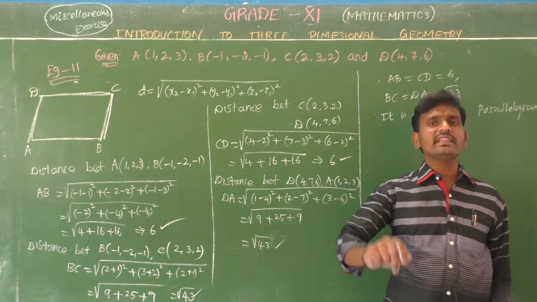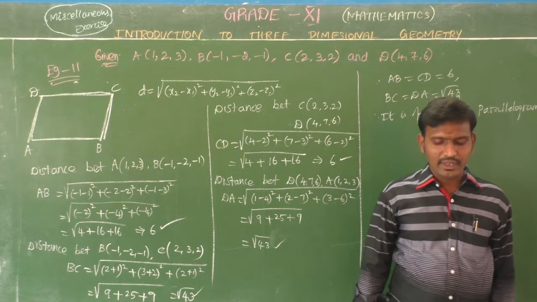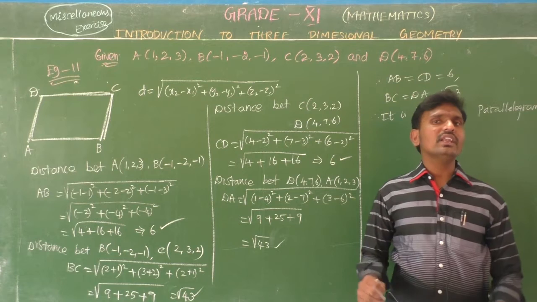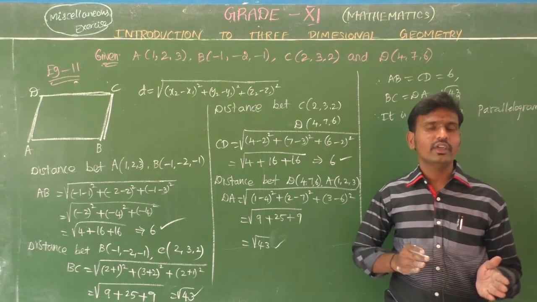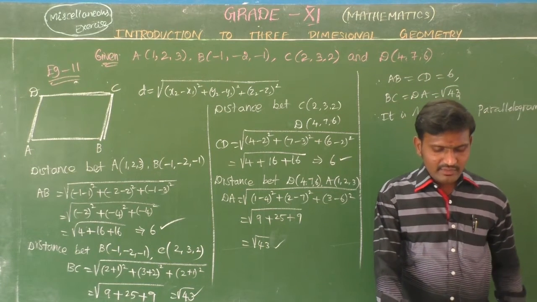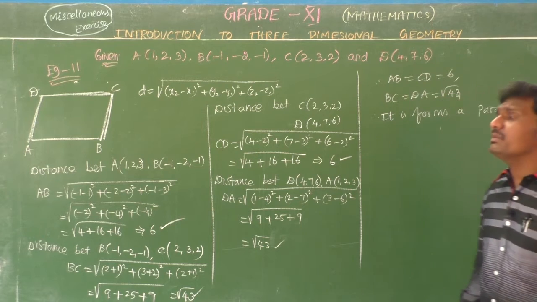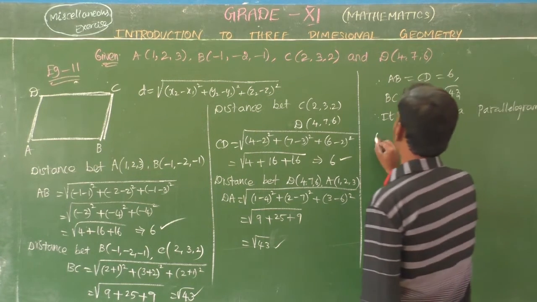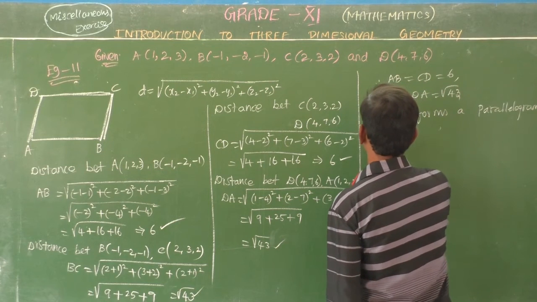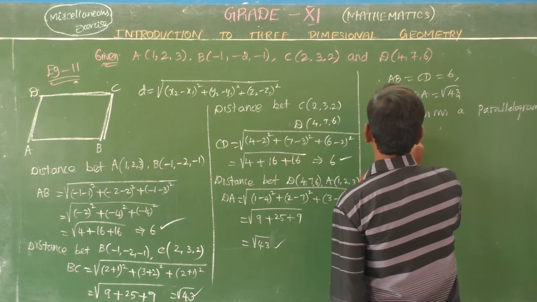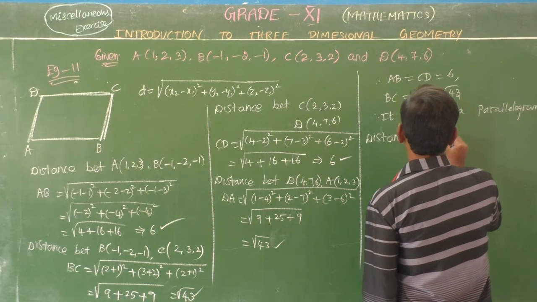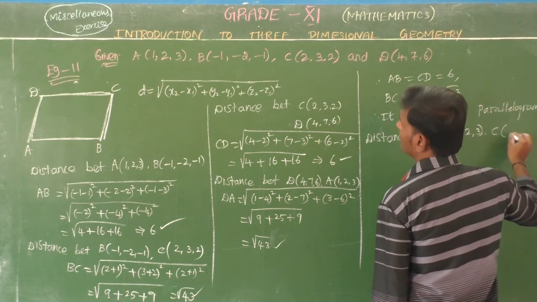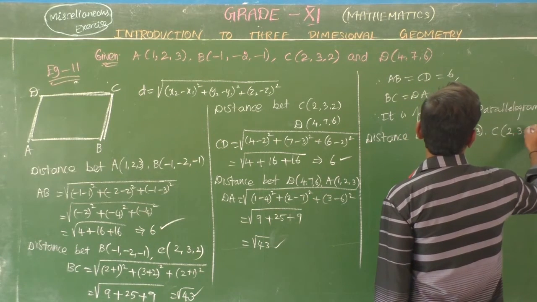Definitely we should take the diagonals AC and BD. Okay. So diagonals bisect each other only for a parallelogram. And here, for a rectangle, we can't take that as equal. Okay. So now AC I am going to take. Now the distance between AC, A is (1, 2, 3), then C is (2, 3, 2).